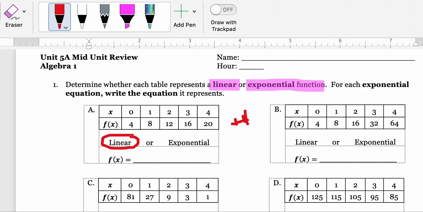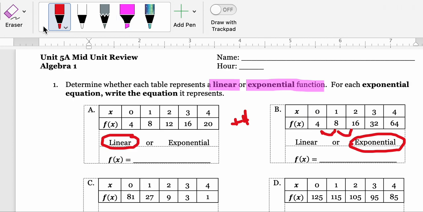Okay, so let's take a look at the second one. All right, so we have 4 to 8. So again, that could be adding 4 or multiplying by 2. Now I go from 8 to 16. Well, if I add 4 to 8, I'd get 12. But I can multiply by 2. So it looks like that's what's happening here. 4 times 2 is 8. 8 times 2 is 16. 16 times 2 is 32. And 32 times 2 is 64. So I'm going to say it's exponential because I'm multiplying each value by 2.